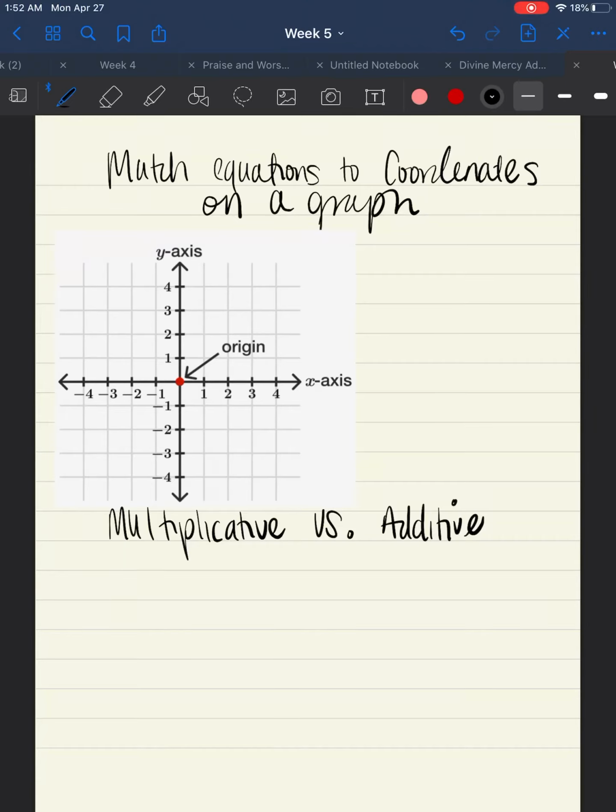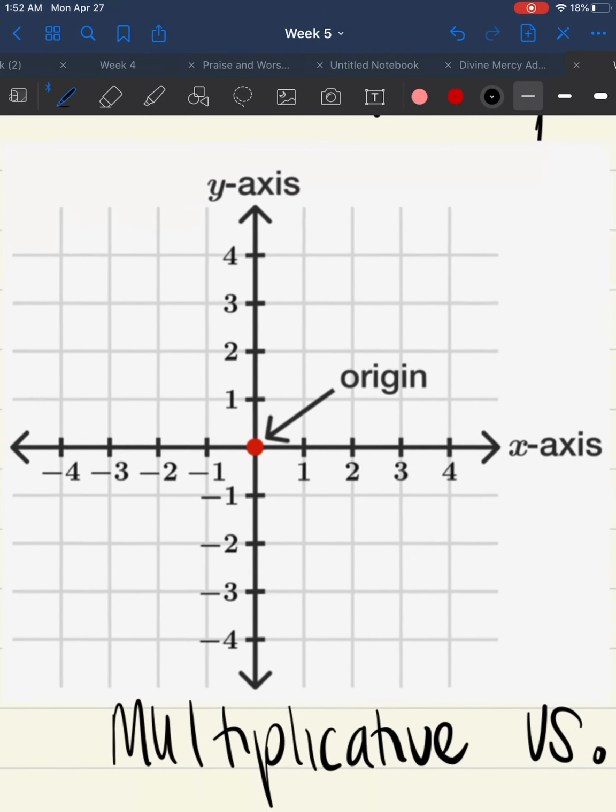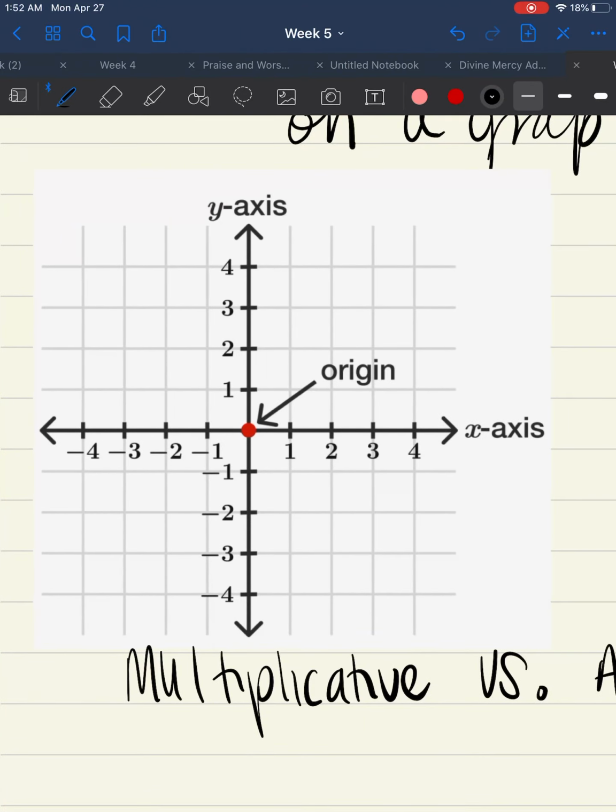Hello everyone, today's objective for today's lesson is we're going to be matching equations to coordinate planes on a graph. But before we begin, we need to understand the coordinate plane a little better and the components of it and what it's constructed by. So first of all, a coordinate plane is constructed by two intersecting lines. So you have what we call the x-axis, which is this horizontal line that I'm going to highlight in blue. And then you have the y-axis, which is the vertical line that I'm going to highlight in yellow.